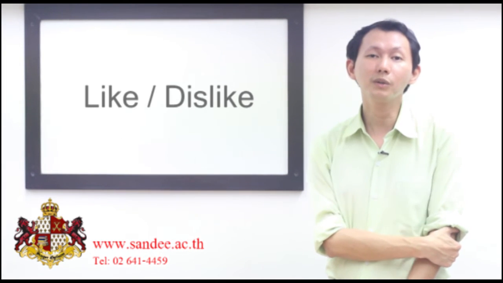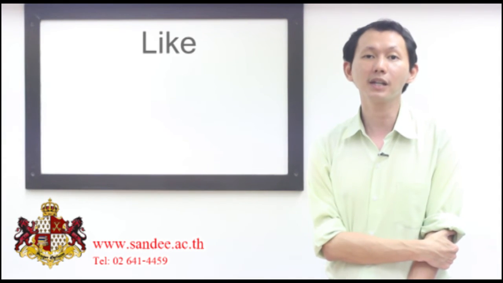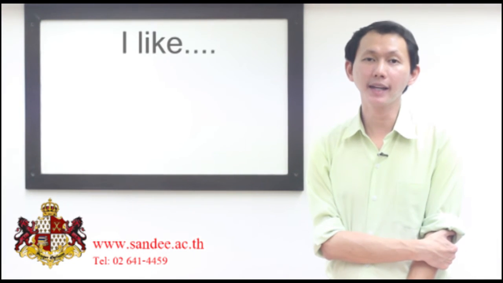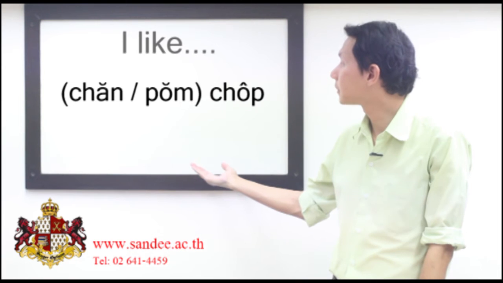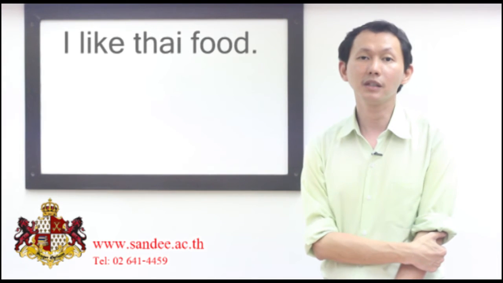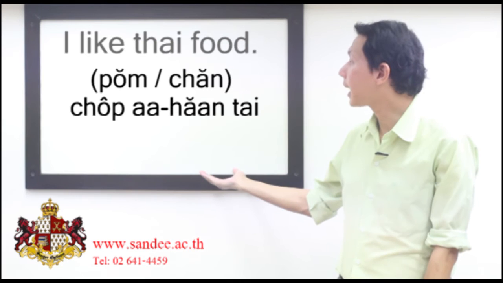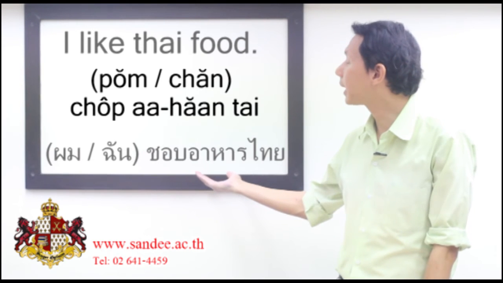And if you want to introduce yourself that you like or dislike something, the word like in Thai we say ชอบ. That means if you want to say I like, in Thai it will be ฉันชอบ or ผมชอบ. For example, if you like Thai food and you want to say I like Thai food, in Thai it will be ผมชอบอาหารไทย or ฉันชอบอาหารไทย.